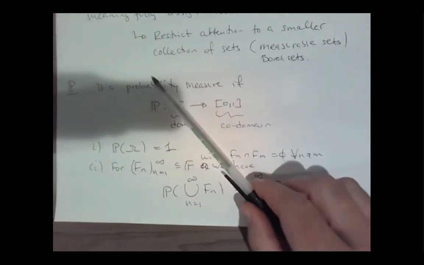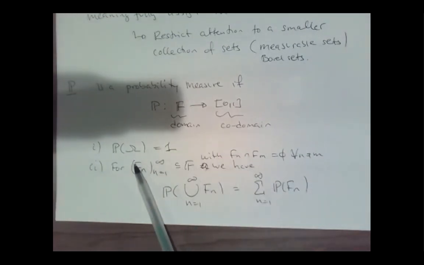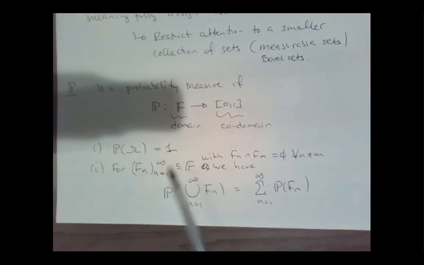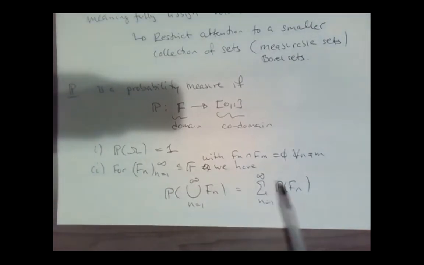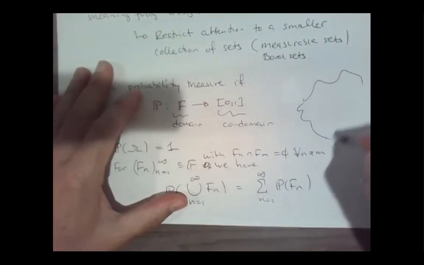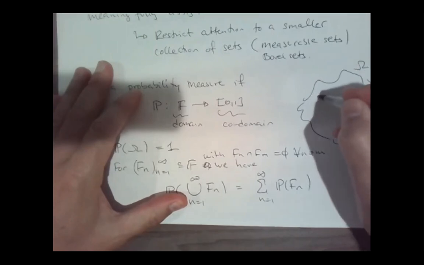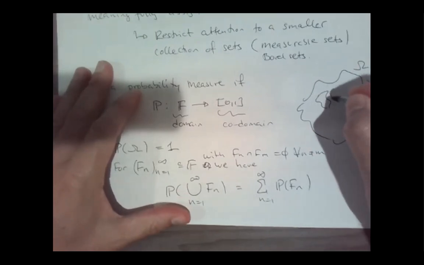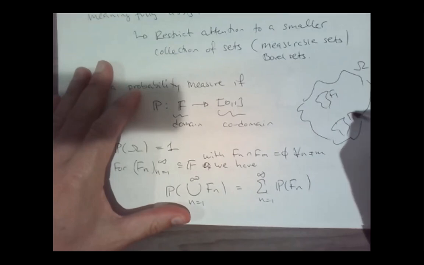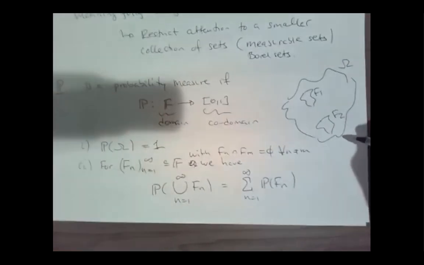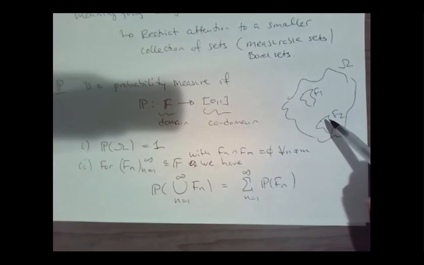Such a map is called a probability measure if it satisfies two properties: that P of omega is 1, and that when I take disjoint sets, I can compute the probability of a union of disjoint sets simply by summing up the individual probabilities. So if this is my omega, I'll have a set in here, this could be F1, and I have another set over here, this is my F2, disjoint. I want to compute the probability of the union. That's just going to be summing up the two individual probabilities.